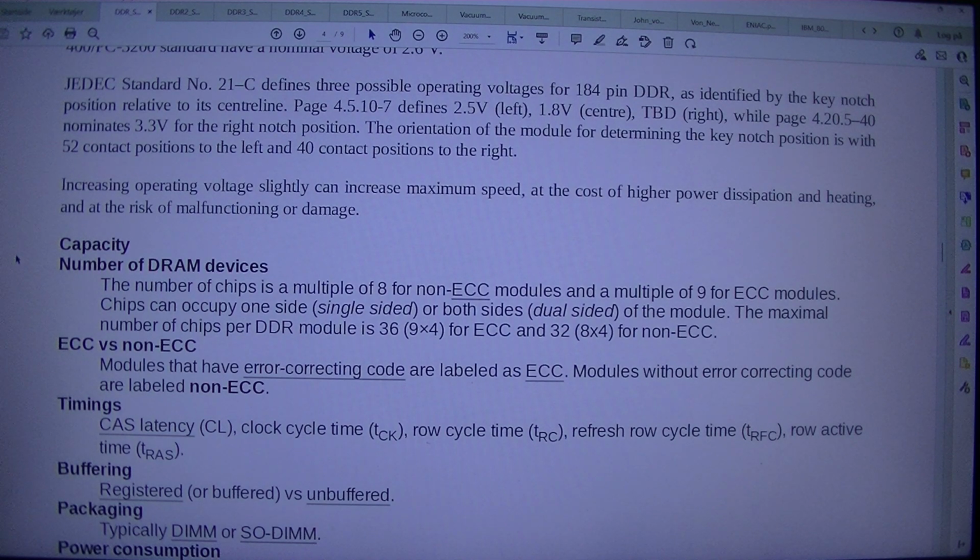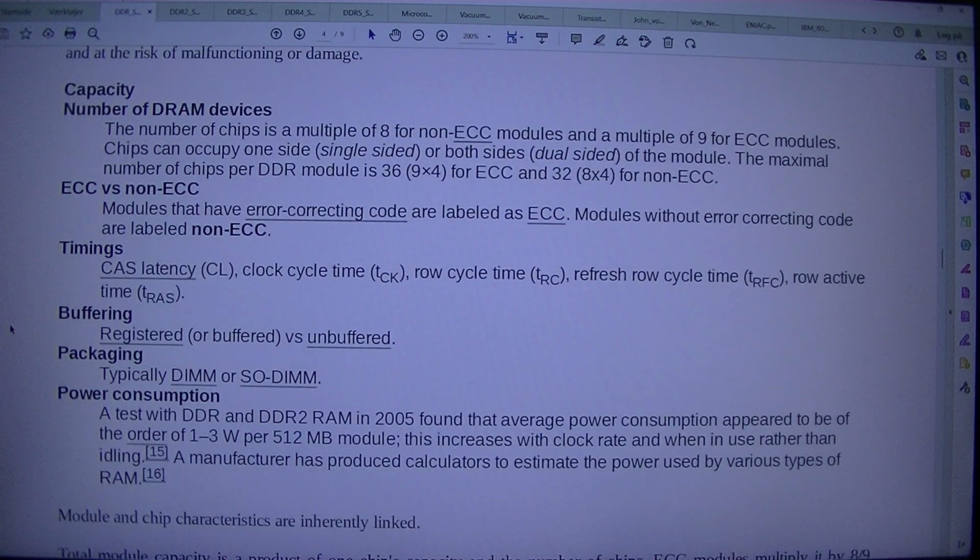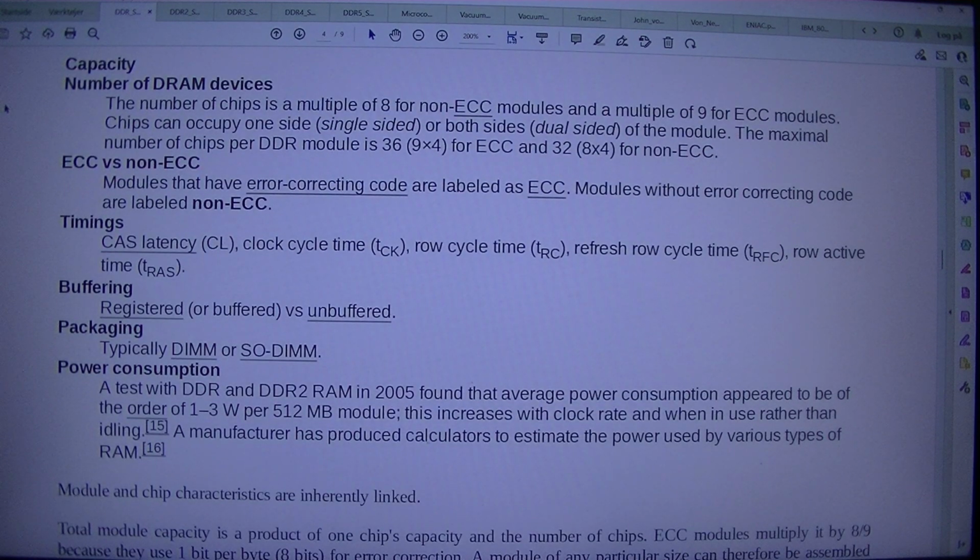Increasing operating voltage slightly can increase maximum speed, at the cost of higher power dissipation and heating and at the risk of malfunctioning or damage. Capacity: number of DRAM devices. The number of chips is a multiple of 8 for non-ECC modules and a multiple of 9 for ECC modules. Chips can occupy one side (single-sided) or both sides (dual-sided) of the module.